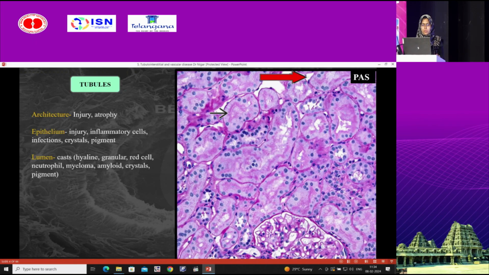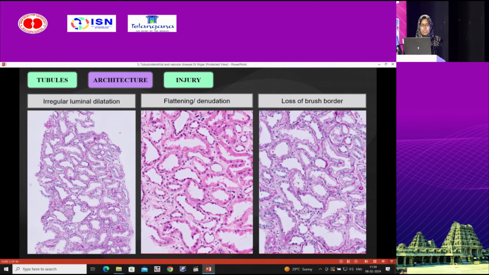Coming to the tubules, we first look at the architecture if there is any injury or atrophy, then the epithelium to look for injury, inflammatory cells, infections, presence of any crystals or pigment, and in the lumen we look for the casts. This is how the morphology of injury looks like. There is irregular luminal dilatation. There is loss of some nuclei over here. There is flattening and denudation of the epithelium. There are some missing nuclei over here. And in the third picture, you can see that some tubules show loss of brush borders.